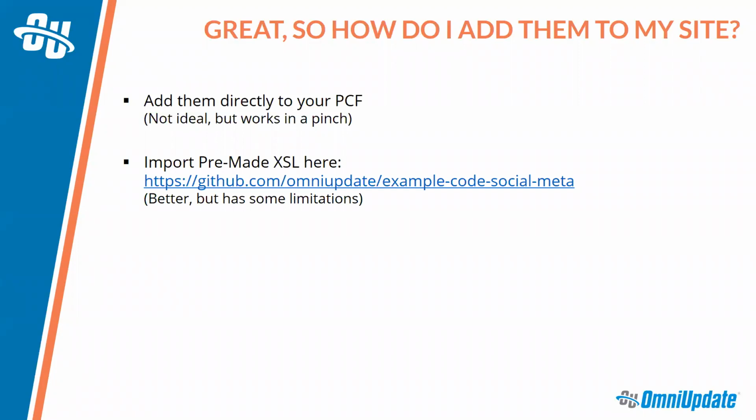Well, that's where we have our sample code that we've pre-made for you, and you can find it on our GitHub, omniupdate/example code social meta. And this is really easy, and we make it really nice. But the caveat there is that it's really good for site-wide information, and it's not necessarily the best for page-specific information. So we'll get into that in a little bit.